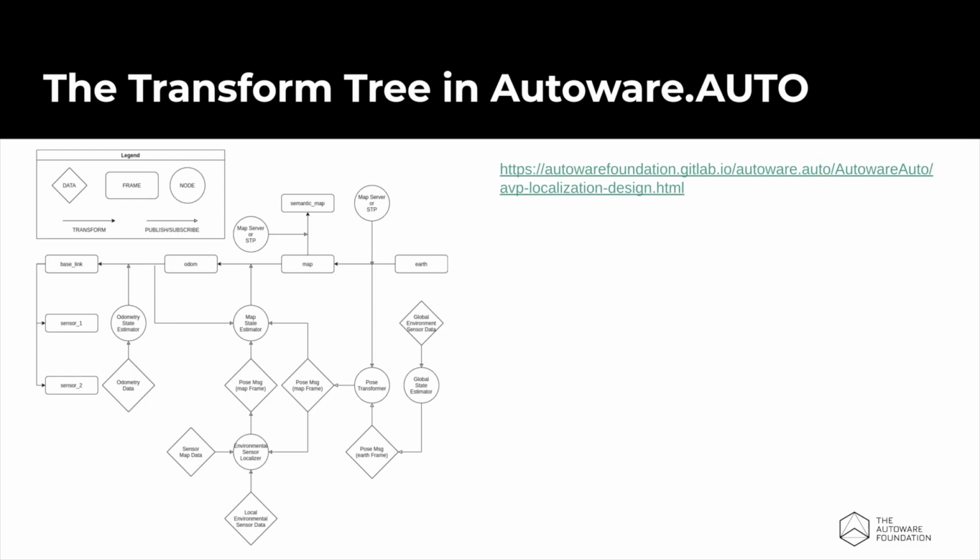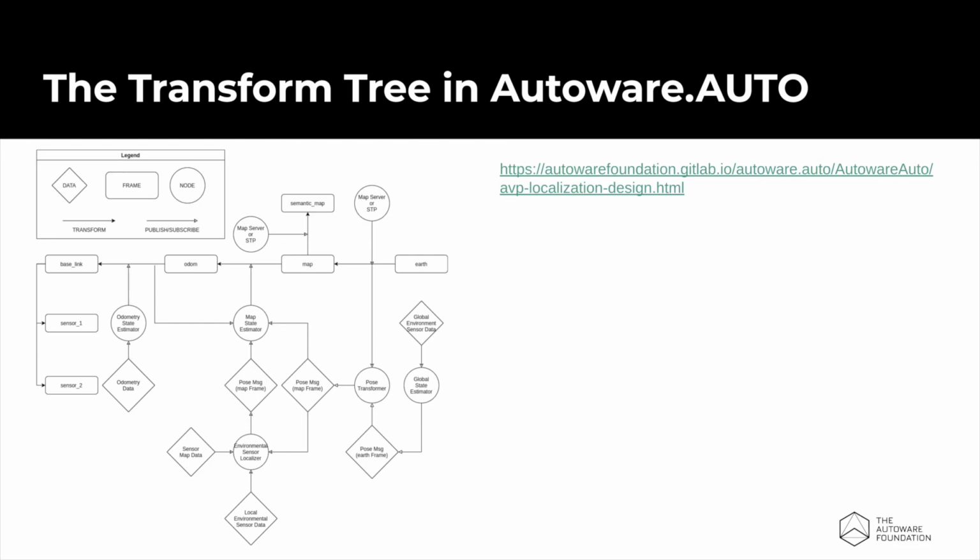And the Earth frame is how you define an absolute position of a vehicle relative to the Earth with things like latitude, longitude, altitude. And we get those data from a global environment sensor. Specifically, the sensors I'm talking about here would be things like GPS or GNSS systems. We take the global environmental sensor data from a GNSS system and we feed that into a global state estimator.